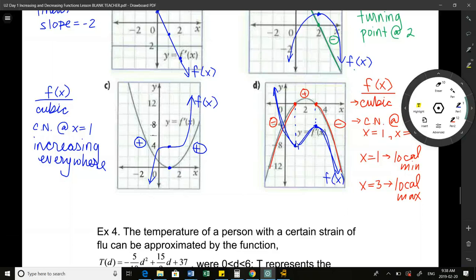Sorry, ask your question one more time just so I can make sure that I know what you're asking. For D, from 1 to 3, it's above the x-axis, and that was positive. So then I had an increasing section of my graph here.